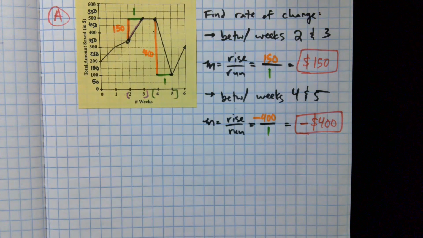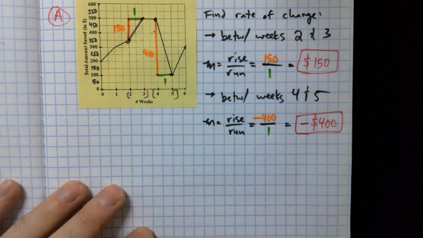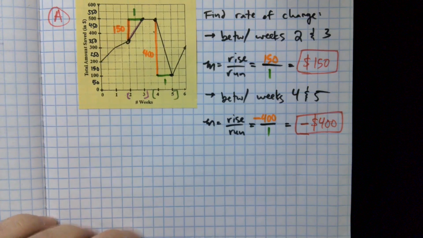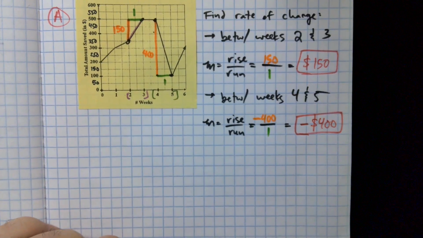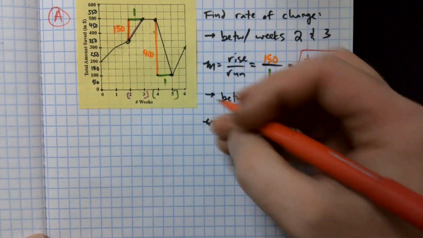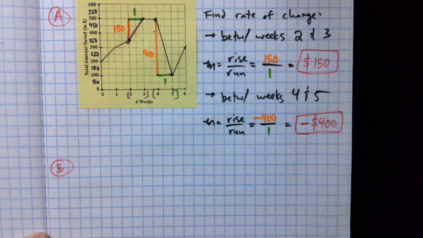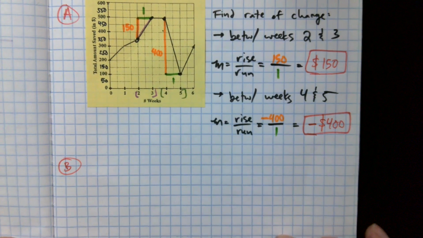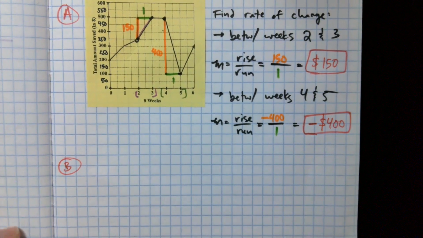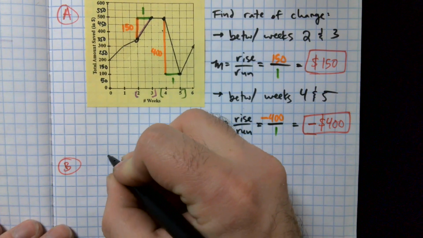So my rate of change between weeks 4 and 5, my bank account changed at a rate of minus $400. Just like we interpreted at the beginning, that means I'm not saving money during that week. In fact, I'm spending money. All right? Does that all make sense? Yes, sir. Perfect. Let's look at B. For B, I'm going to have you make a table.